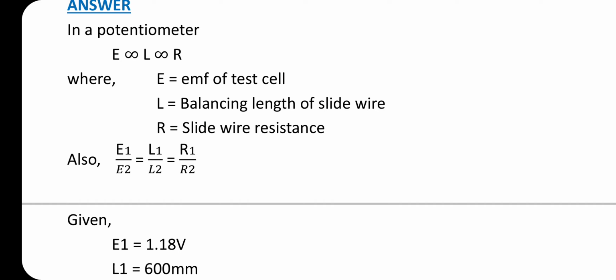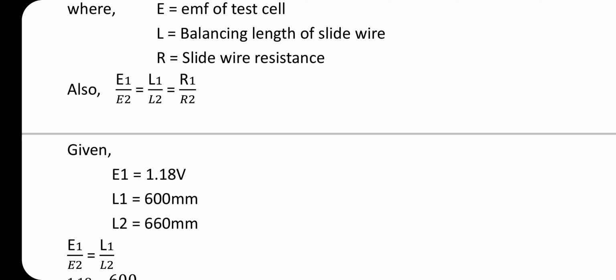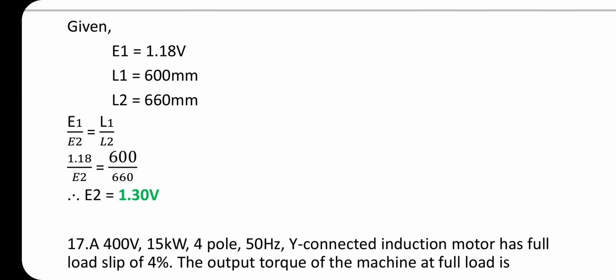In a potentiometer, E is directly proportional to L, which is directly proportional to R, where E is the EMF of test cell, L is the balancing length of slide wire, and R is the slide wire resistance. Therefore, E1 by E2 equal to L1 by L2 equal to R1 by R2. In the question they have given E1 equal to 1.18 volt, L1 equal to 600 mm, L2 equal to 660 mm. E1 by E2 equal to L1 by L2. Substituting the values of E1, L1 and L2, we get E2 is 1.30 volt.